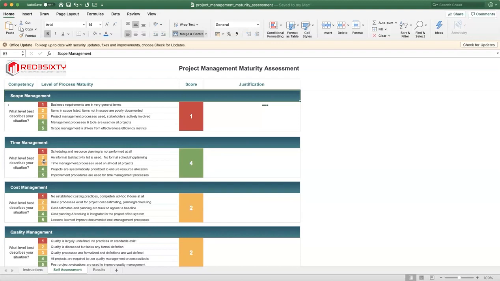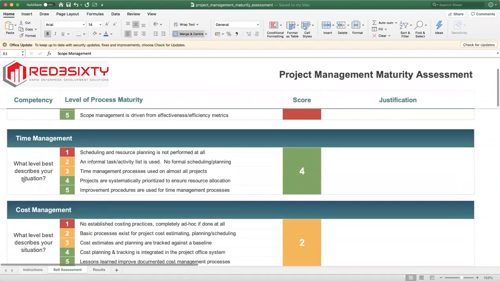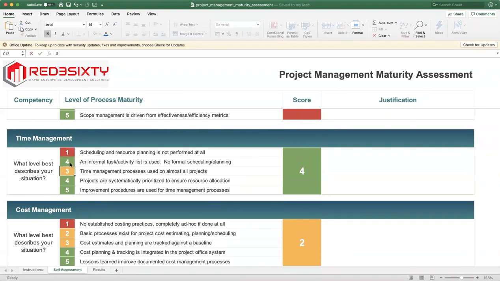So let's look at time management as an example. What level best describes the situation? Scheduling and resource planning is not performed at all. So that means, do we know the resources that are available, the amount of hours that are available, and what is the organization doing? So is everything within the business scheduled? An informal task activity list is used, no formal scheduling. So that would be for most, where we capture what it is that needs to be done, by when it needs to be done, but in a very informal way.